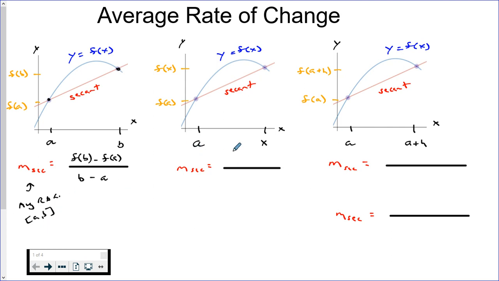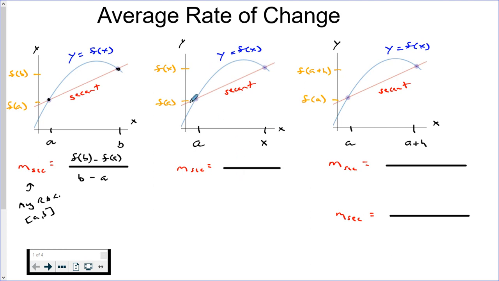All right, so now let's take a look at this one. Why is this different? Well, maybe I come along and say, instead of calling this x value b like I did here, I'm just going to call it x, because maybe I want people to know that I can vary it. So what changes? First off, the y value at this point would be f of that, so it'd be f of x.